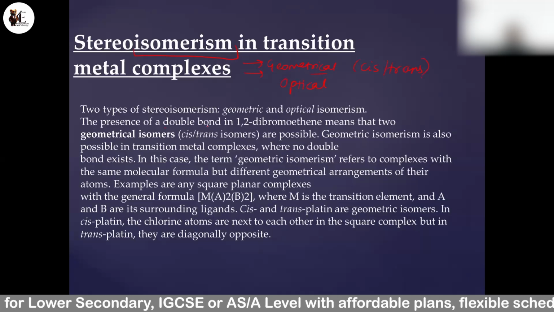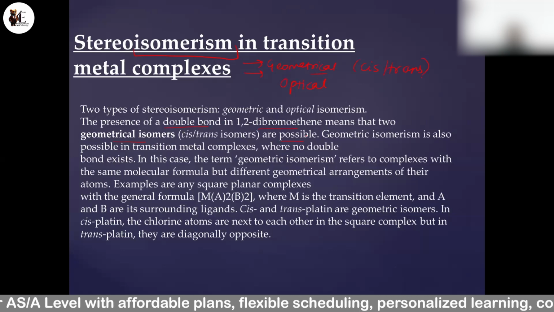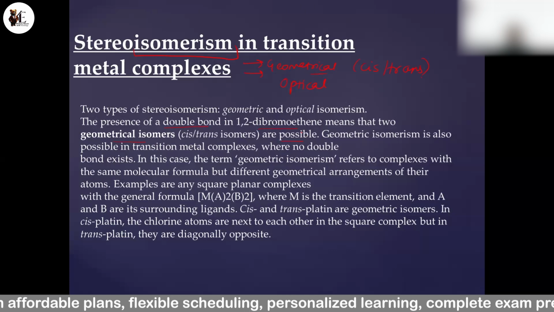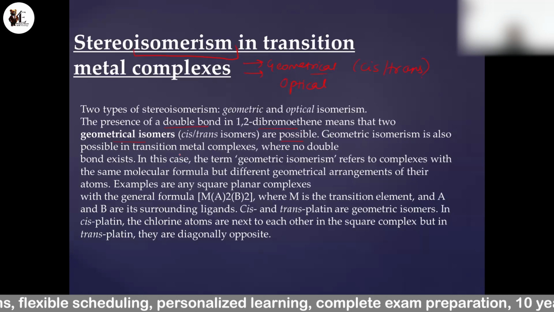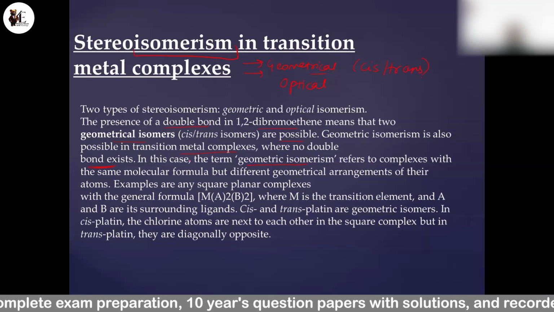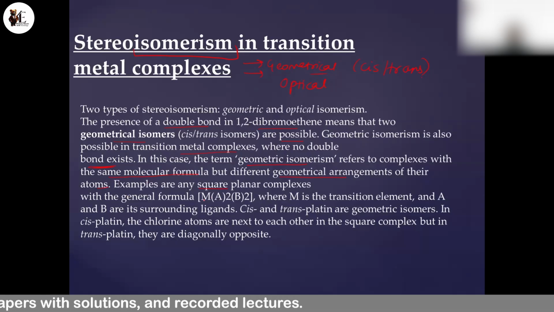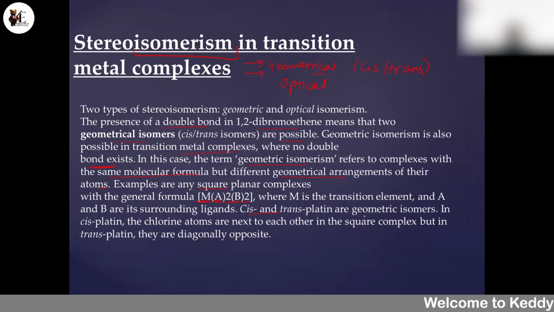The presence of a double bond in 1,2-dibromoethane means that 2 geometrical isomers are possible. In geometrical isomerism, the essential condition is that there should be an alkene present. It is also present in transition metal complexes where no double bond exists. So this is a new thing which we have studied. Geometric isomerism refers to complexes with the same molecular formula but different geometrical arrangement of their atoms. Example, square planar complexes whose general formula is Ma2B2. M is your central metal atom, A is one type of ligand, and B is another type of ligand. Cis and trans platin are geometric isomers.